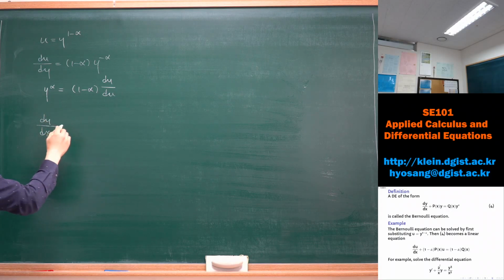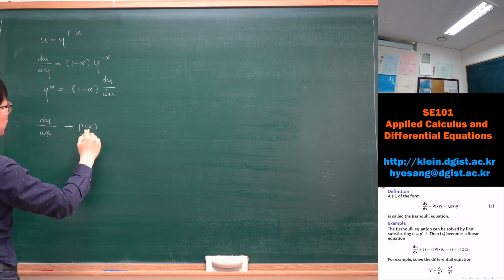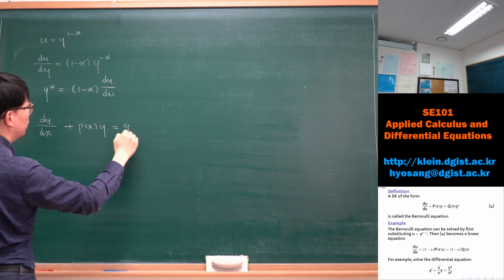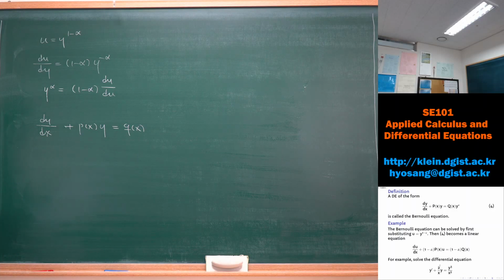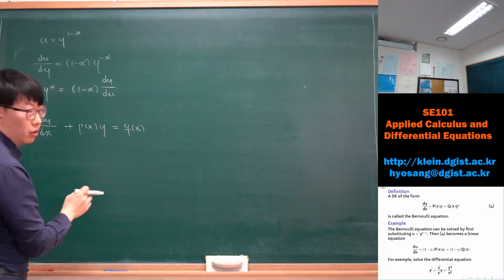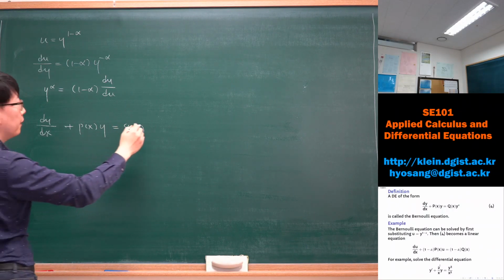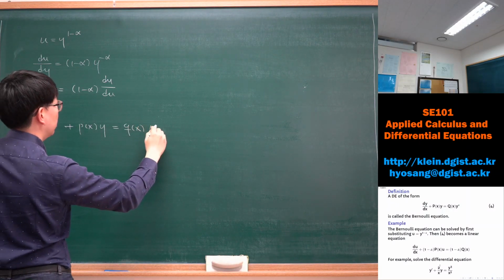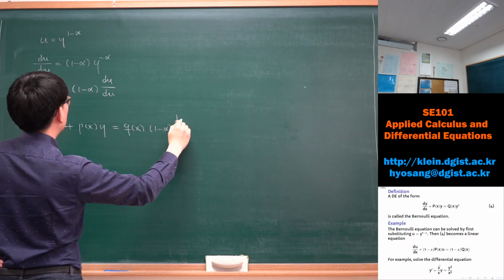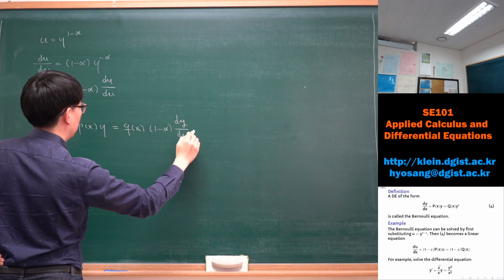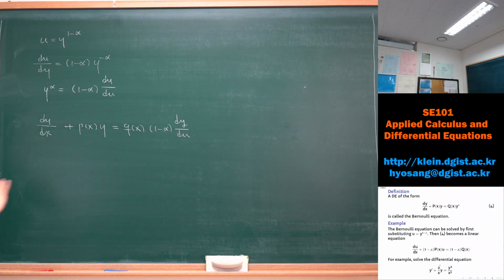Okay, so we also have to substitute this part, p(x)y equals q(x). In the slide I used capital P and capital Q, but I will just use small p and small q. And then y to the alpha is 1 minus alpha times dy du. Okay. I am going to remove y everywhere.